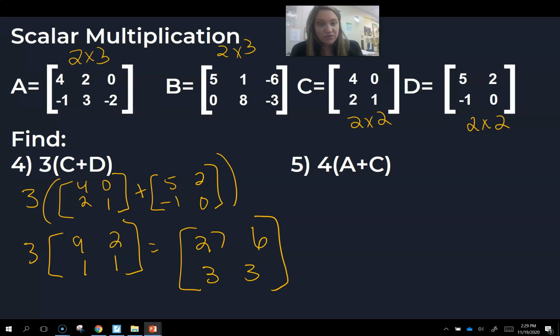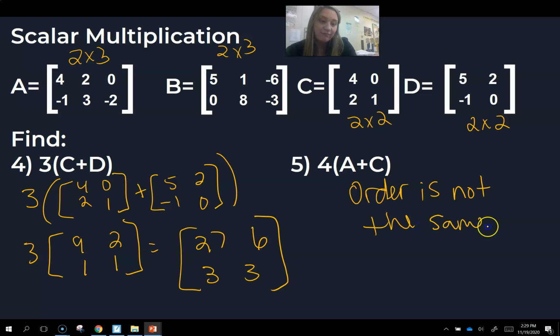Number 5, we're going to do the scalar number of 4, and we're going to multiply it to A plus C. Okay, look at A and look at C. 2 by 3, 2 by 2. The parentheses, we can't do it. Okay, so my order is not the same. So since my order is not the same, we can't do this. We can't do the A plus C.